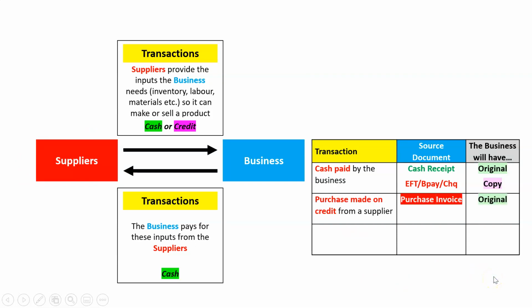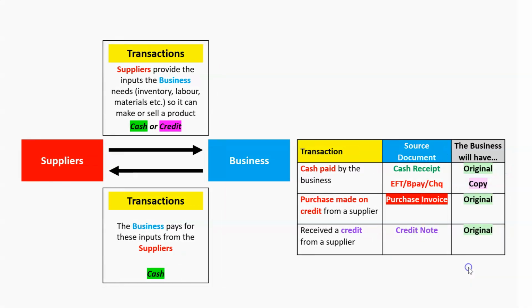There might also be times when we buy things from a supplier on credit, we don't pay today. That is going to be known as what's called a purchase invoice. Invoices are for credit transactions, receipts are for cash. But for purchase, buying on credit from a supplier, that's a purchase invoice. And the business will have the original because we're the customer. We're going to look at this one, and it's actually not until Unit 2, so let's not worry about it too much. But sometimes we're going to return stock to a supplier and get a credit. That'll be a credit note, but we'll come back to that later.